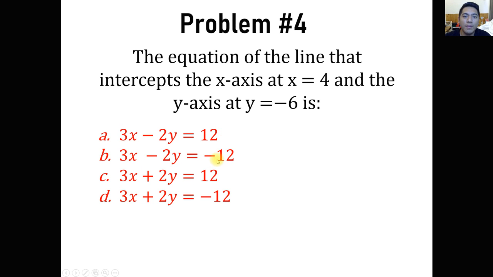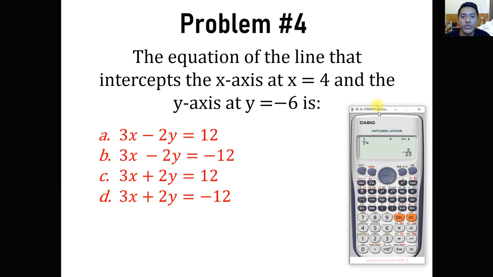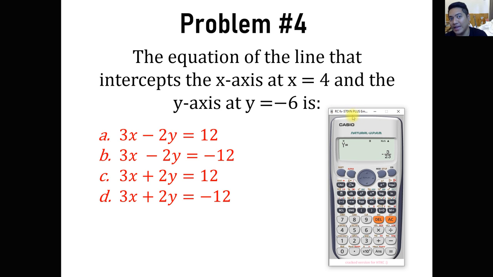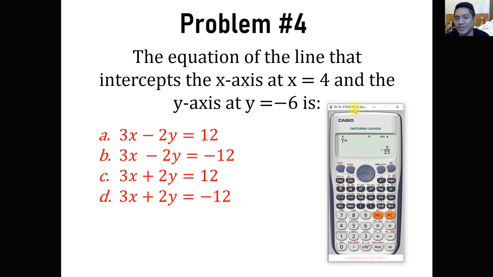Alright, so for problem number 4, the equation of the line that intercepts the x-axis at x equals 4 and the y-axis at y equals negative 6. So find the equation of the line. That is the problem here. There is a point of intersection at x equals 4 and y equals negative 6.